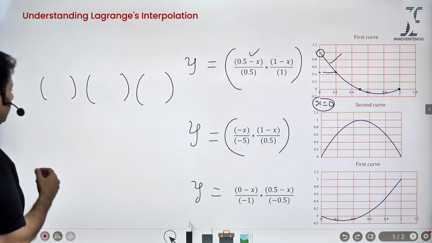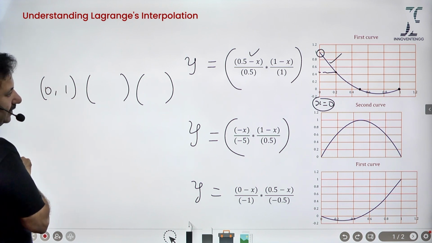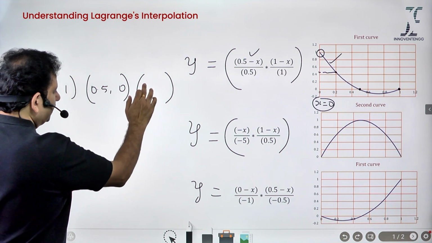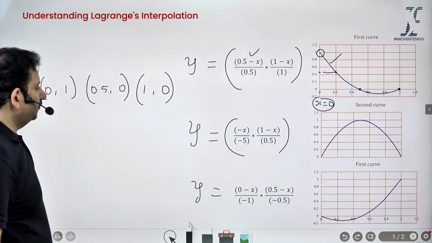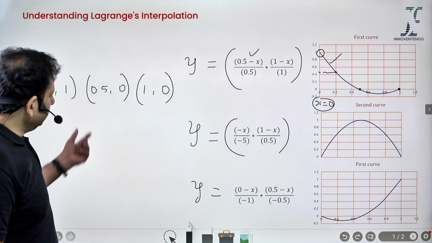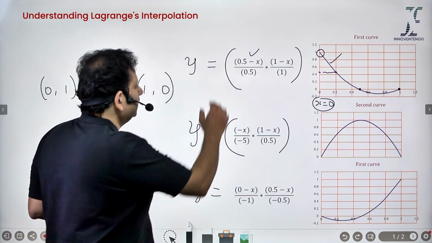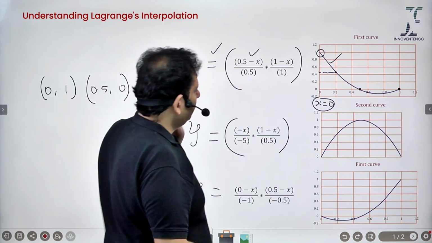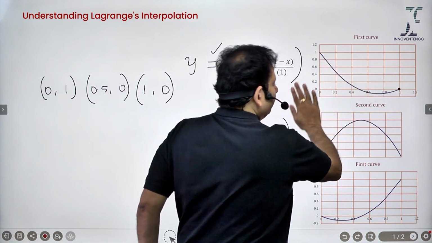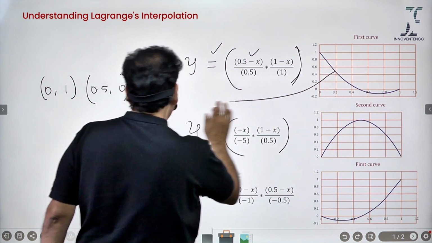What were those points? At x equal to 0, your y value was 1, and at x equal to 0.5, your y value was 0. At x equal to 1, your y value was 0. So these were the 3 points that were used, and then you used the standard formula for Lagrange interpolation and got this particular curve. And then when we plotted this, you got this smooth curve which actually satisfies all your requirements.